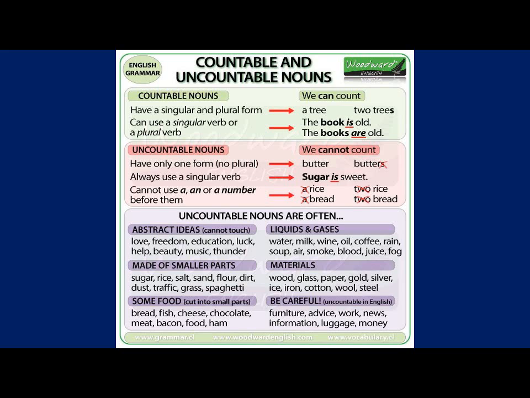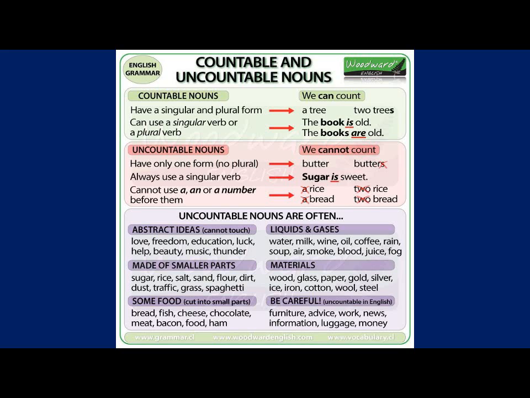We cannot use a, an, or a number before the uncountable noun. For example, rice is an uncountable noun. We do not say rices. Bread is an uncountable noun. We do not say breads. So we do not say a rice or two rice or two rices. We do not say a bread or two breads. We use a singular verb, and we cannot use a, an, or a number before an uncountable noun.